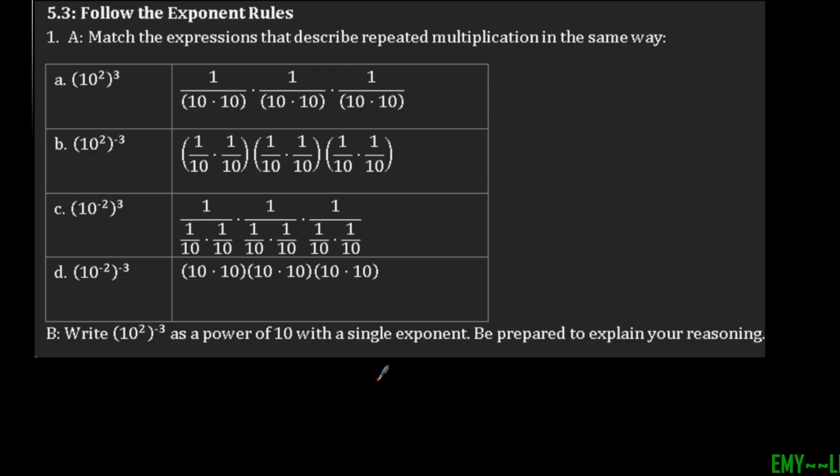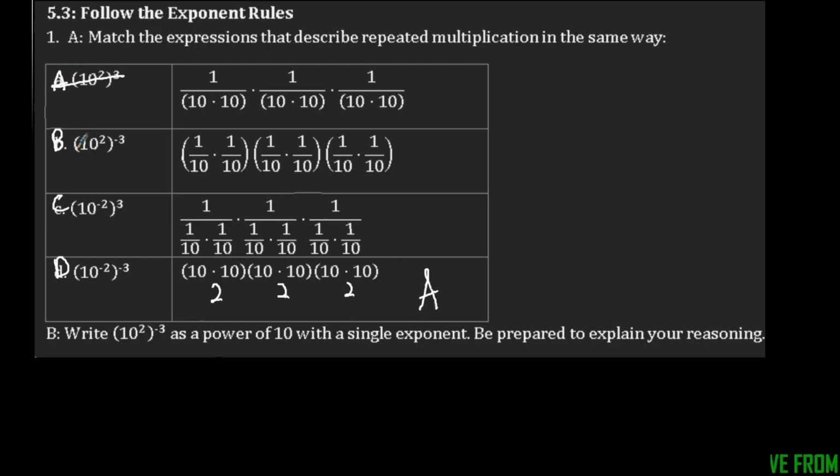Then it says for the next part, match the expressions that describe the repeated multiplication in the same way. So for each of these we have A, B, C, and D. So we use those capital letters, and we have 4 different options that we can choose from. So for that first one, it says 10 squared to the 3rd power. So I have to have 3 sets of 10 squared. This is 2, this is 2, this is 2, and so this is going to be A since I have 3 of those 2's. I can cross that one out.